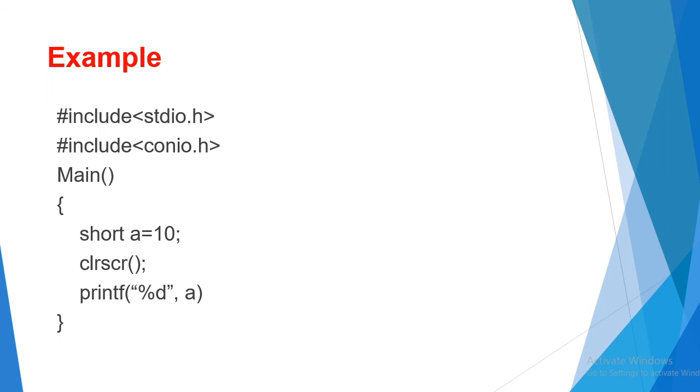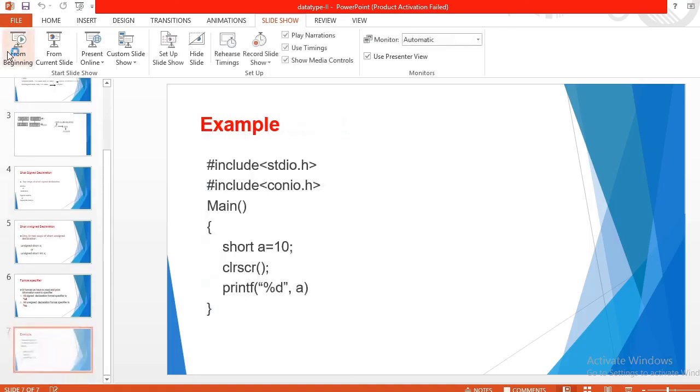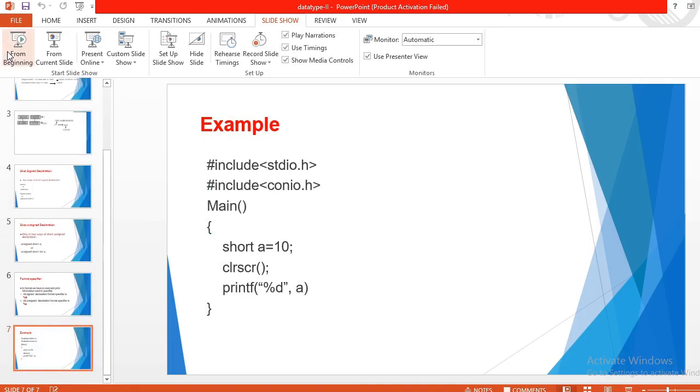And why did I include stdio.h? Because the printf function is available in stdio.h. Whenever we compile and run this program, we will get the output, that is 10. We will get the output as 10.